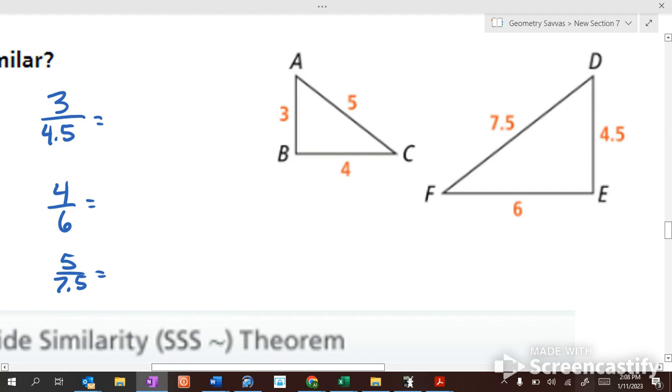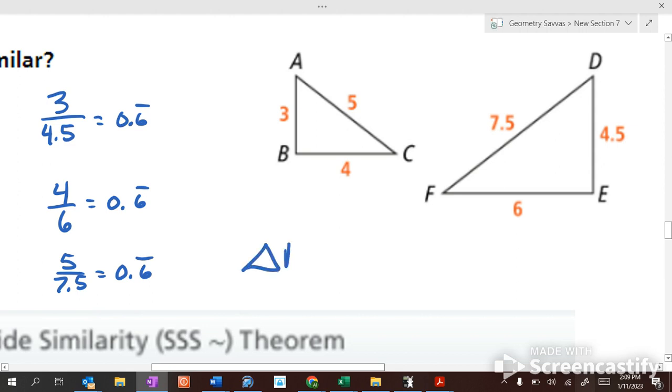If we take 3 divided by 4.5, we get 0.6 repeating. What's 4 divided by 6? 0.6 repeating. What's 5 divided by 7.5? 0.6 repeating. Okay? If they're all 0.6 repeating, are these similar?